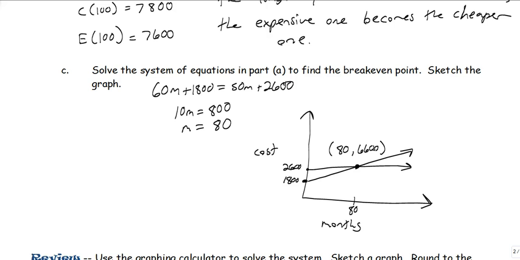You figure out how much it costs to run each of those at that point. So I just said, okay, C of 80 is equal to 60 times 80 plus the 1,800. So both models will end up costing you $6,600 if you run them for 80 months, which is the break-even point. Alright, pretty easy, setting them equal.